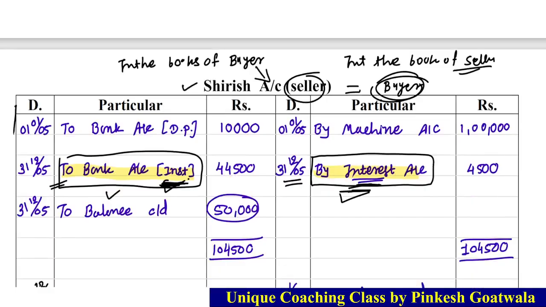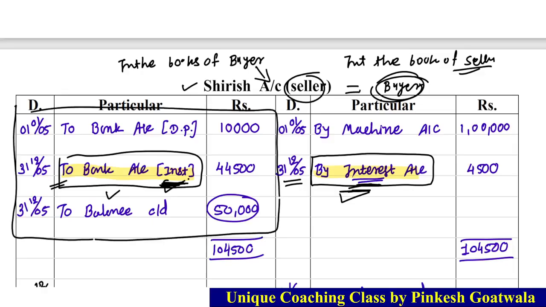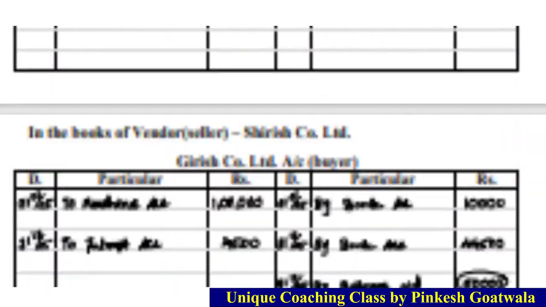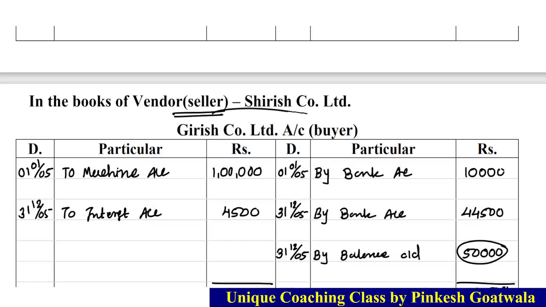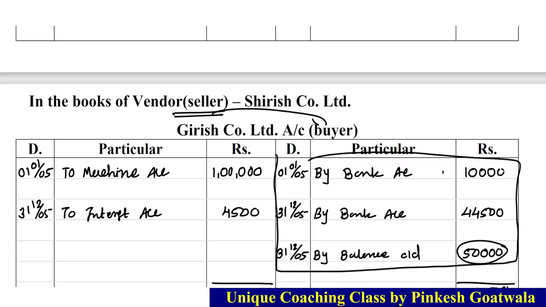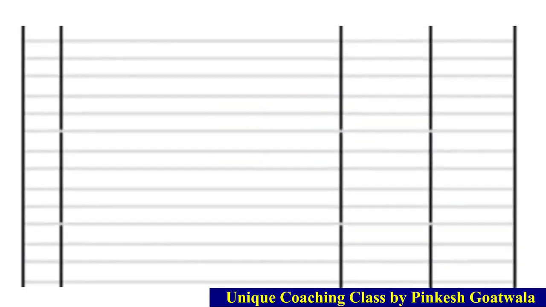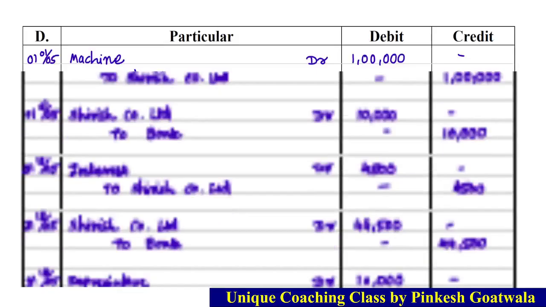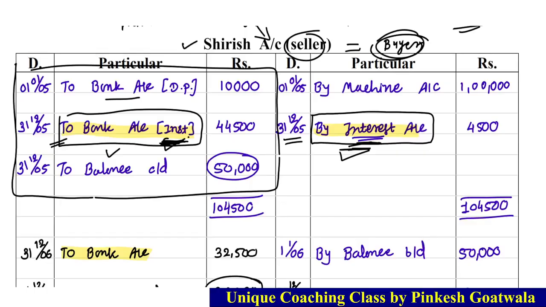Here you can see that all these entries are debit side. Okay, so in this they will be on the credit side. Okay, look at here, bank account 10,000, bank account 44,500, balance 50,000. So I already completed that. You can see that in the books of seller buyer account, look at here, this entry on credit side, the same entry 10,000, 44,000 and 50,000. And on the debit side here machine and interest 1,04,500. So here on the credit side it will be, look at here, clear, 1,04,500.